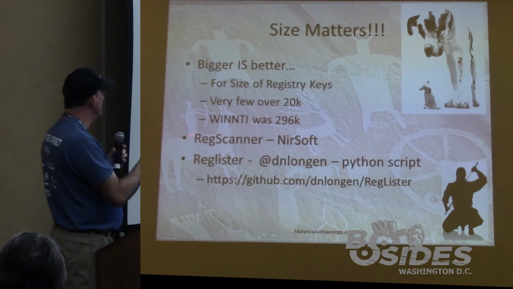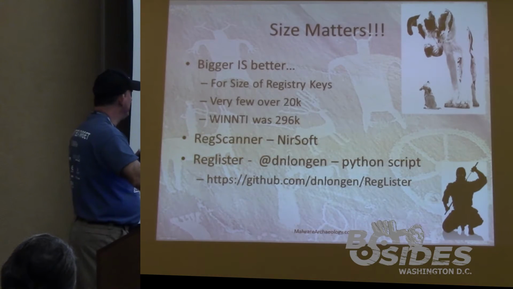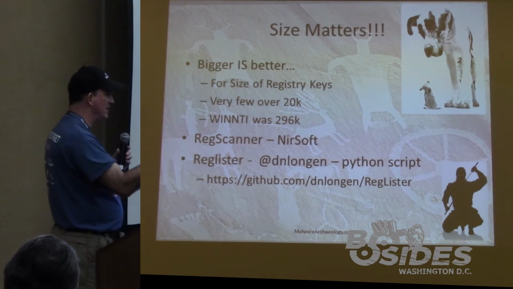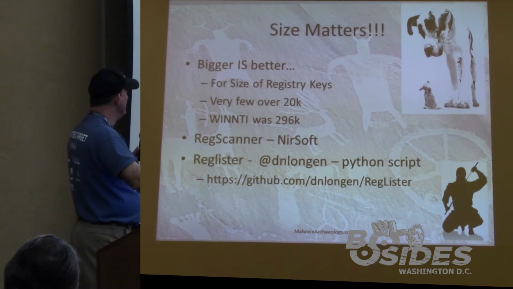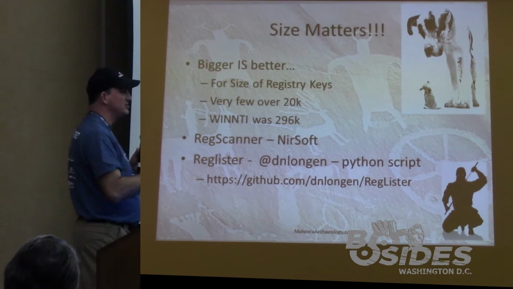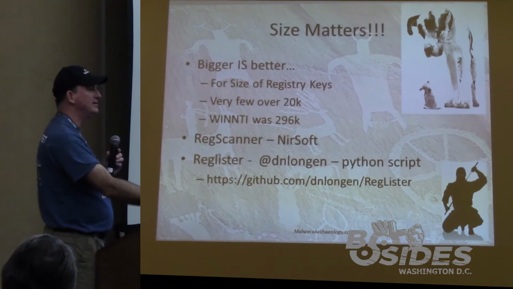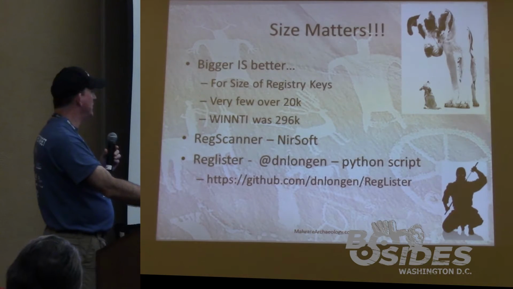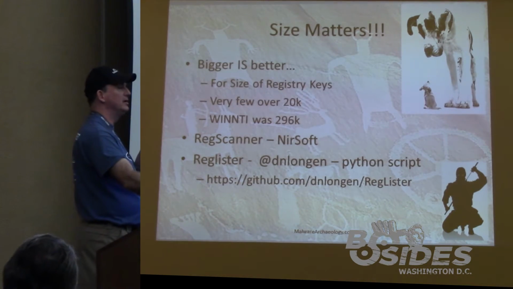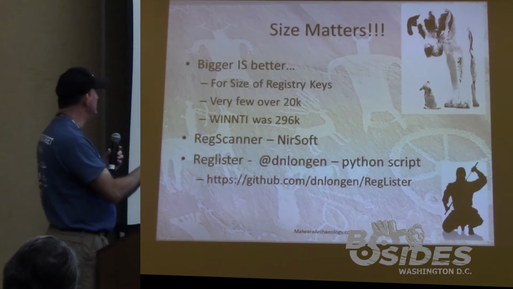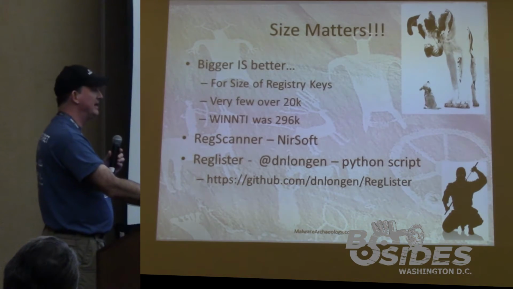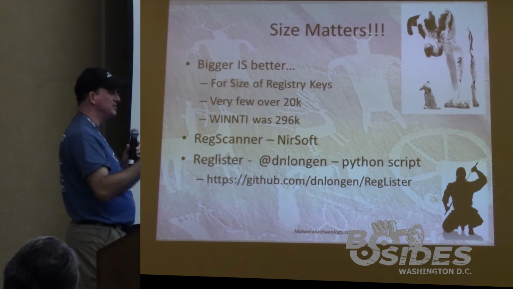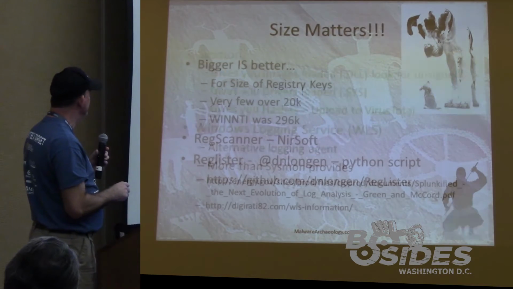There is a GUI version, Reg Scanner from Nirsoft, and then David Longnecker in Austin, one of my Austin peeps, through some conversation on Twitter, went out and wrote a Python script to actually do this. I think the default is 20K to look for large reg keys. We are also incorporating this functionality into LogMD. This is a big one where I want to replace using a GUI. So LogMD will actually provide you a whitelist for large reg keys as you use it moving forward.